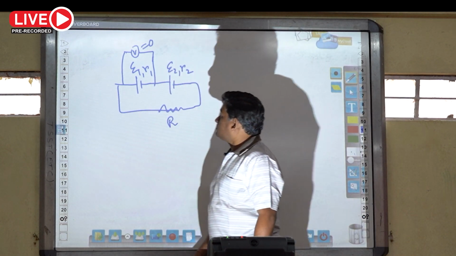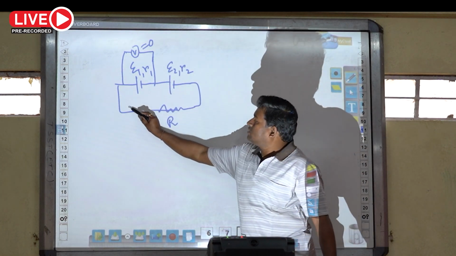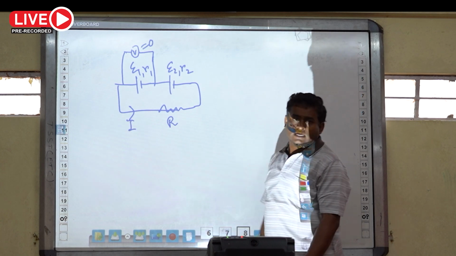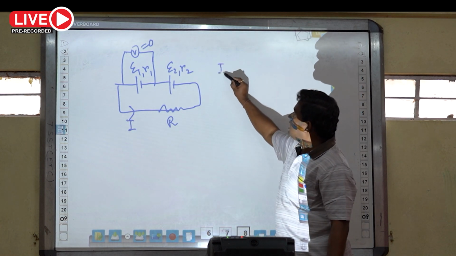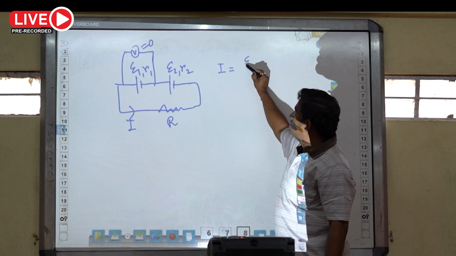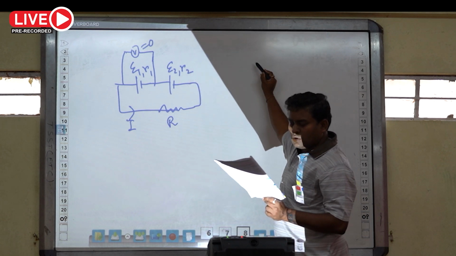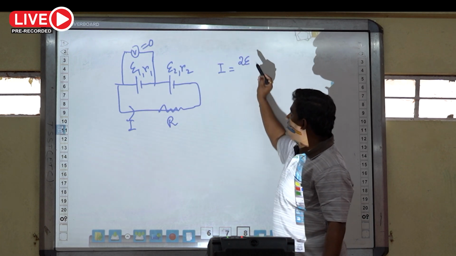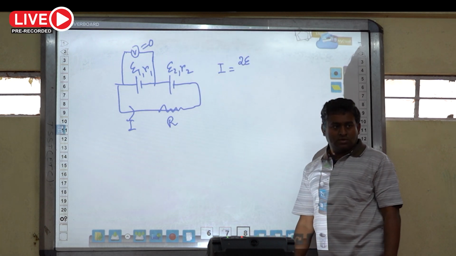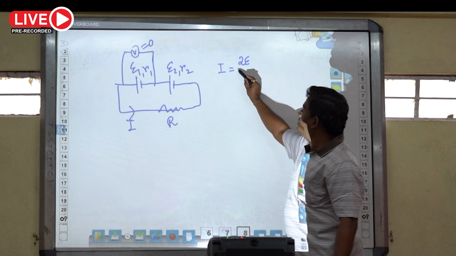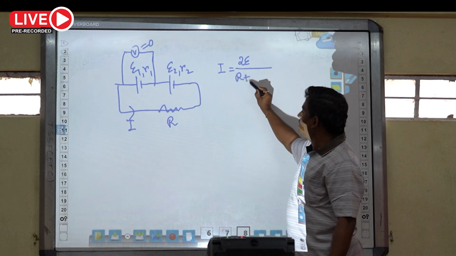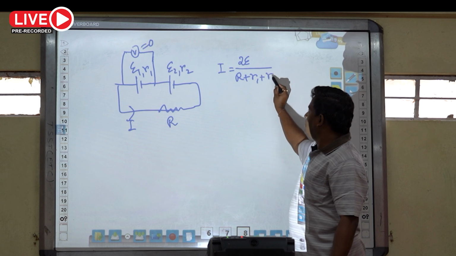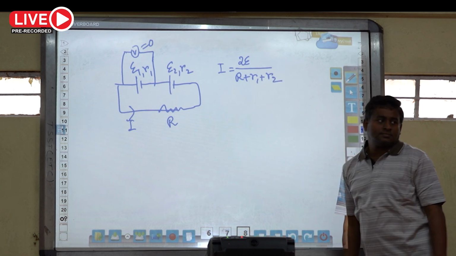See, initially we can consider there is a current I in the circuit. This current I can be written as, both E1 and E2 are same, EMF are same, so it will be 2E. E1, E2 same means it is 2E divided by R plus R1 plus R2, total resistance.